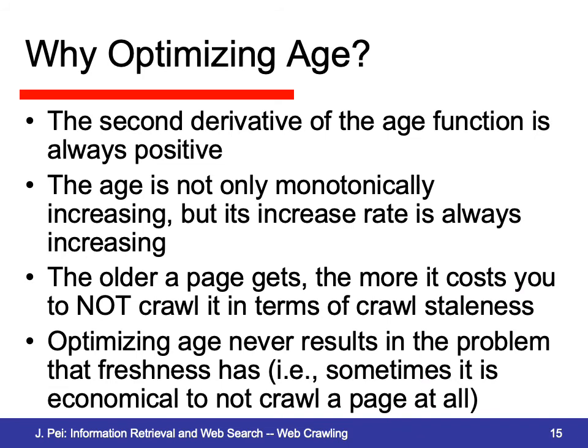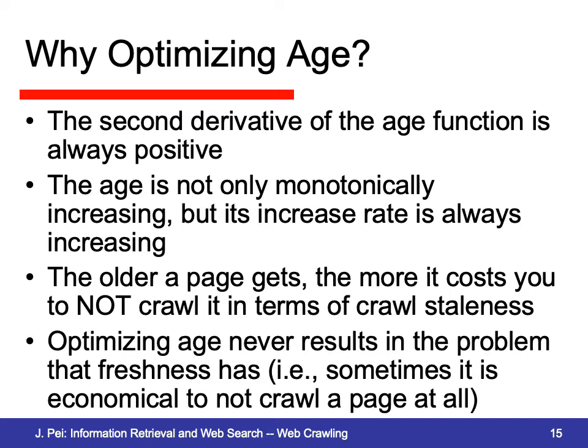Why should we optimize age instead of freshness? I hope you get the idea we just demonstrated using the example. In principle, the second derivative of the age function is always positive. Therefore, the age may not be monotonically increasing, but its increase rate is always increasing. The older a page gets, the more it will cost a crawler for not crawling it, in terms of crawling staleness. Therefore, optimizing age never results in the problem that freshness has.